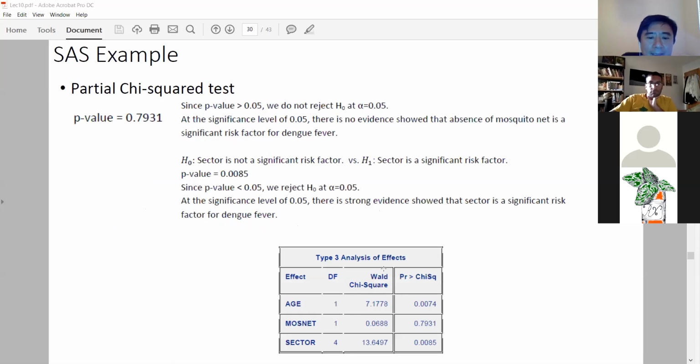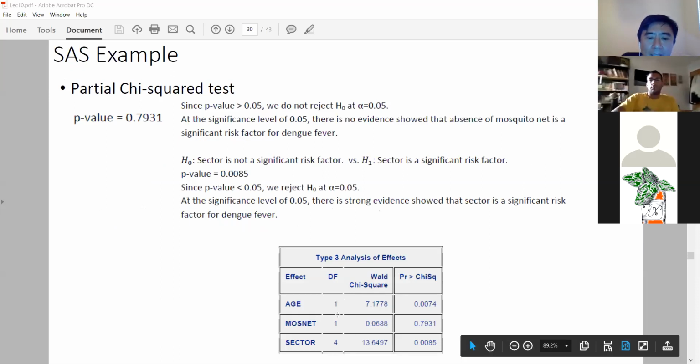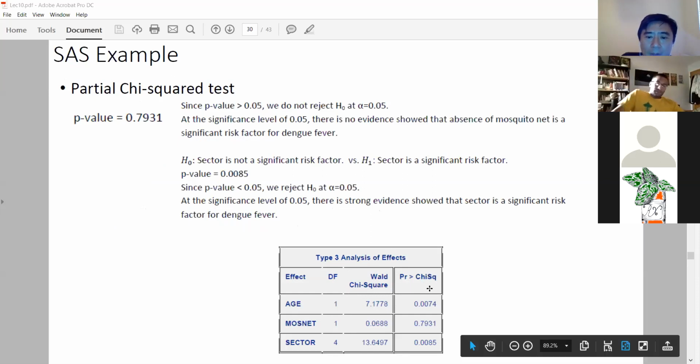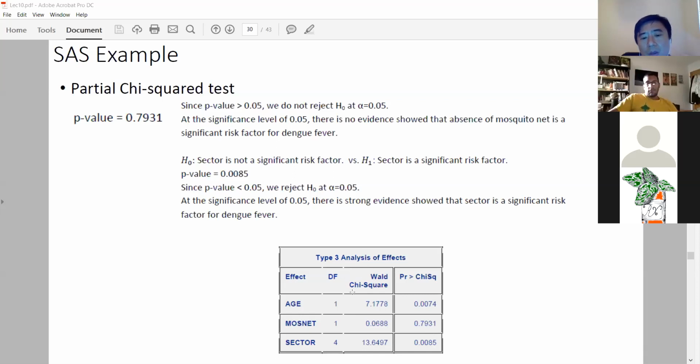So for example, with the Type 3 test for each effect, you have a Wald chi-square value. You compare that chi-square value with the critical value at the 0.05 test level, and you get the p-values. Here you can see age and geographic location are significant, but mosquito net use is not statistically significant based on the p-values. And remember, these are all Wald tests, one for each effect.